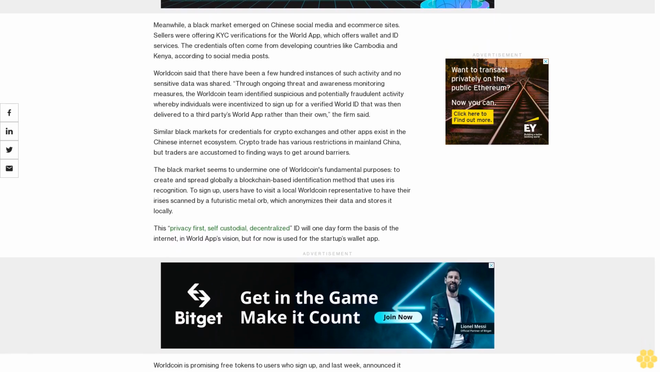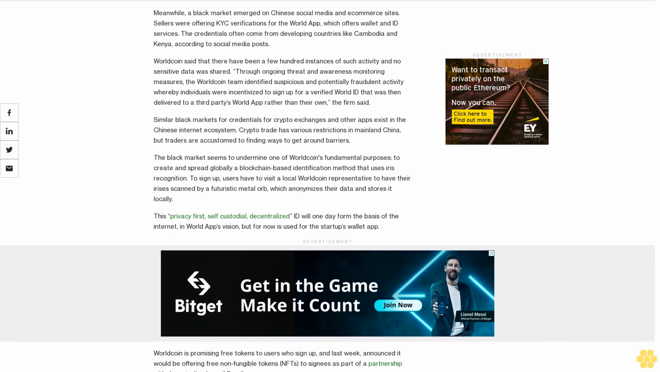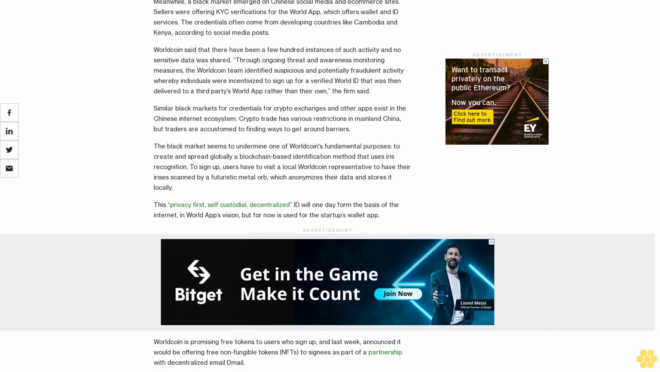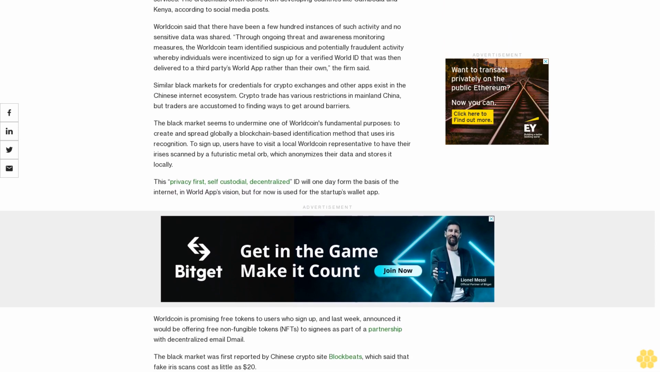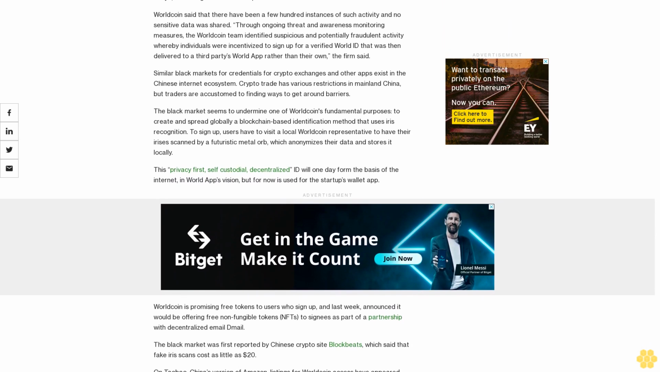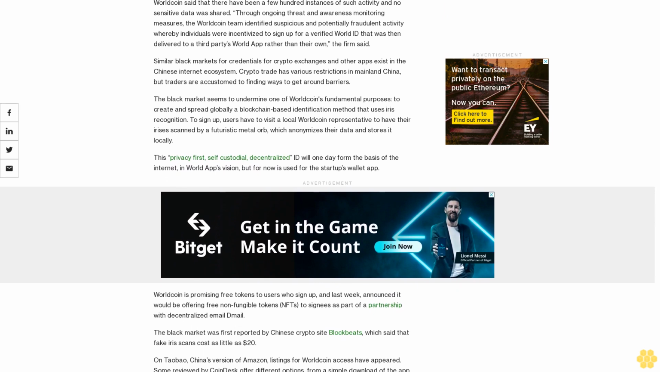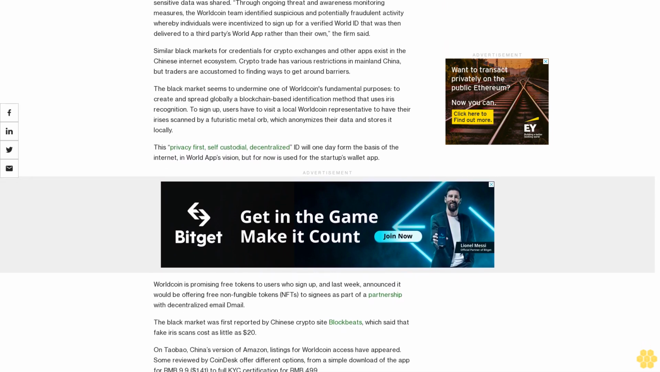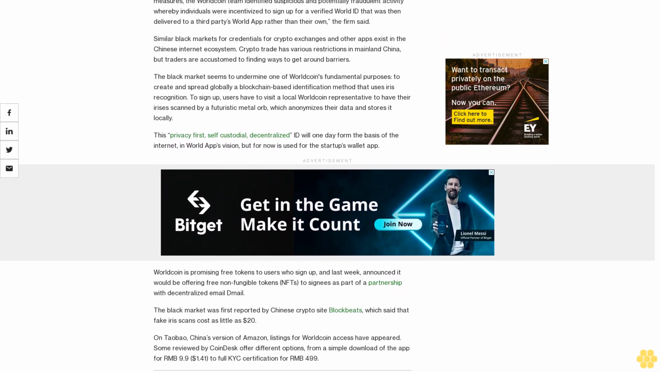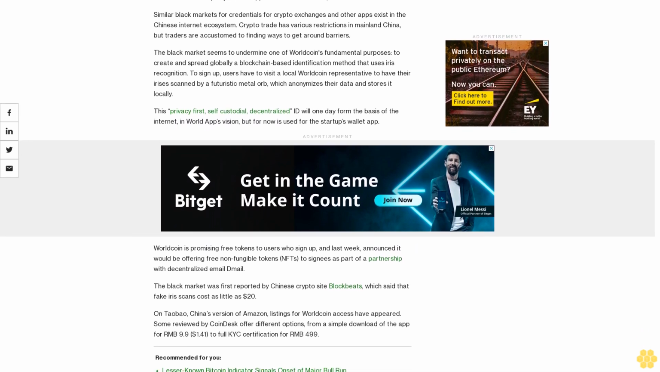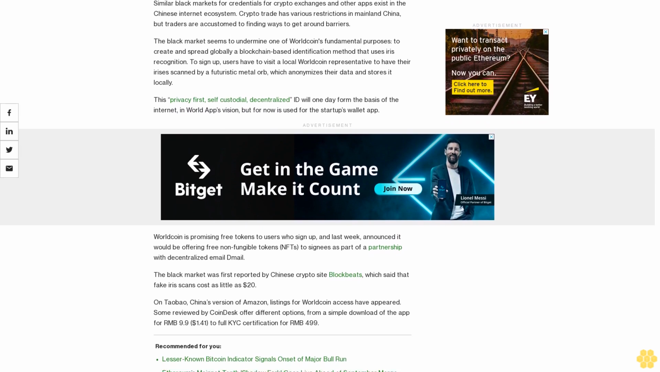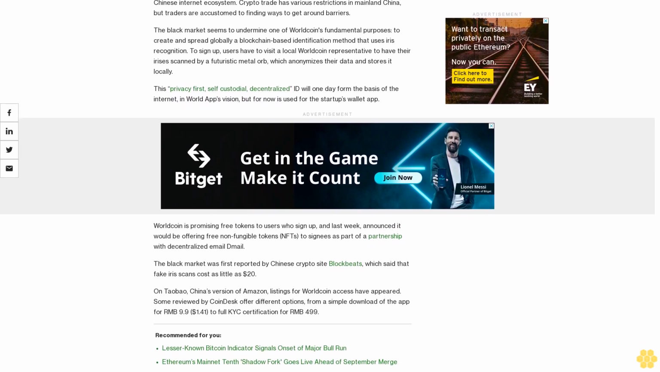Through ongoing threat and awareness monitoring measures, the WorldCoin team identified suspicious and potentially fraudulent activity whereby individuals were incentivized to sign up for a verified World ID that was then delivered to a third party's World App rather than their own, the firm said. Similar black markets for credentials for crypto exchanges and other apps exist in the Chinese internet ecosystem. Crypto trade has various restrictions in mainland China, but traders are accustomed to finding ways to get around barriers.